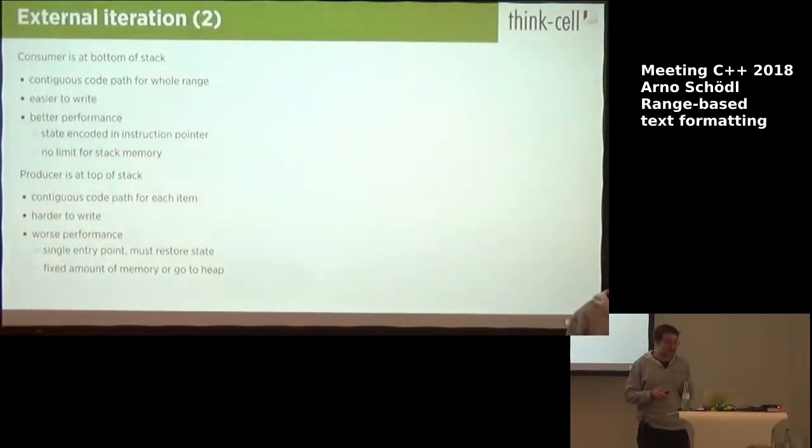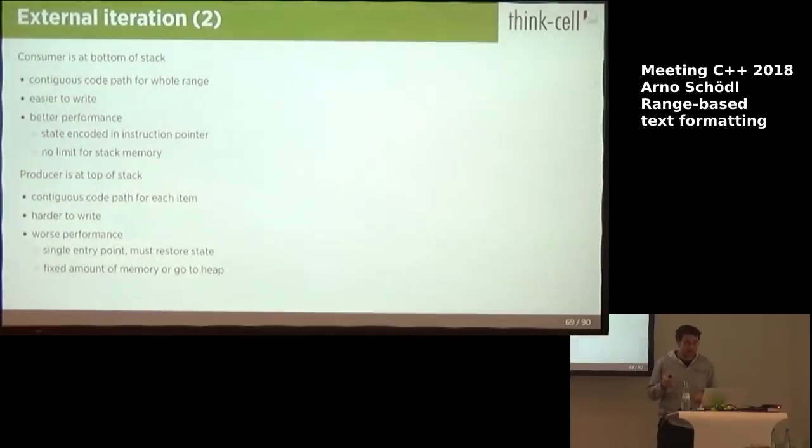But for the producer, it's less than ideal. Because every time, the producer only has a contiguous code path for generating a single element. And then it returns that single element. And then it's called again and has to restore its state, which makes it harder to write that producer. You have to do more bookkeeping. It makes it less efficient. You cannot hold any amount of memory on the stack, because the amount of memory that you can carry from one invocation of operator star to the next invocation of operator star is limited by the amount of memory you have in your iterator. Or you have to go to the heap. It's different for the consumer because it's running at the bottom of the stack. It can just allocate any amount of stack memory at once.